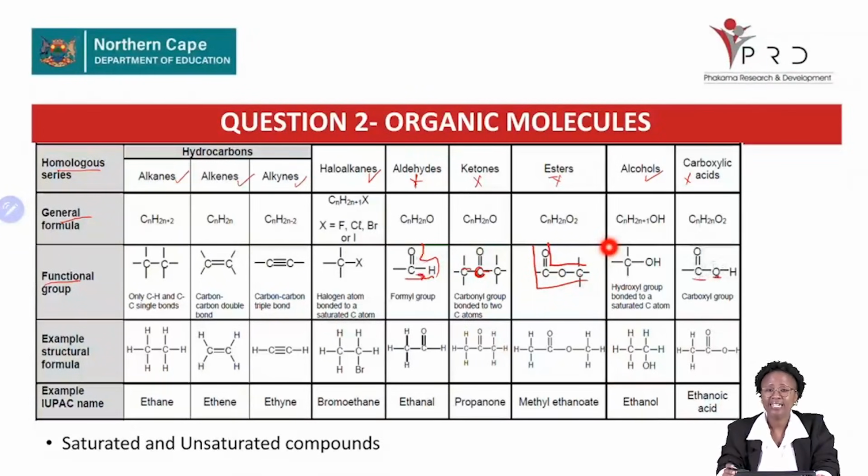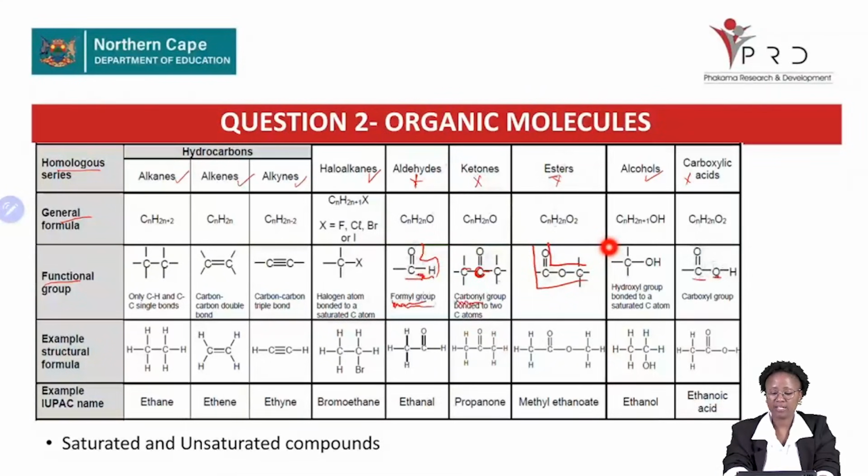Alright, when you are done, the next thing that I want you to make sure that you get very right is the names of the functional groups. I know that you know the homologous series: an aldehyde, a ketone, an ester, a carboxylic acid. But the moment the examiner says to you, write down the name of the functional group, that's where most of us confuse the homologous series and the functional group. When they ask you about the name of the functional group, you know that for aldehydes, the functional group is the formyl group. For ketones, the functional group is the carbonyl group.